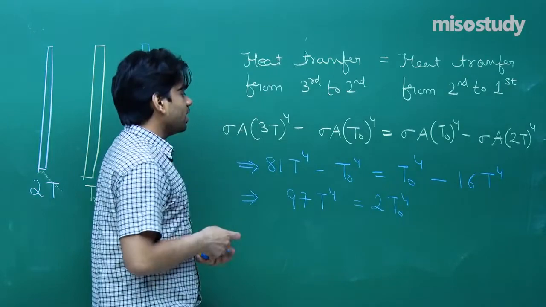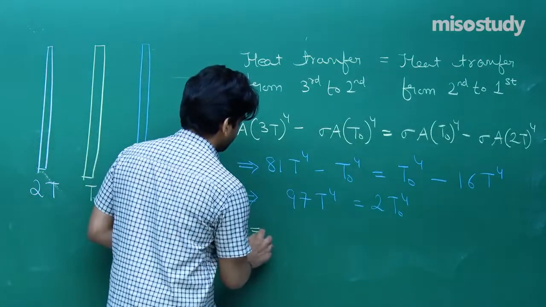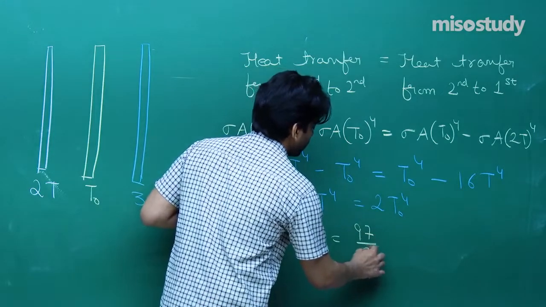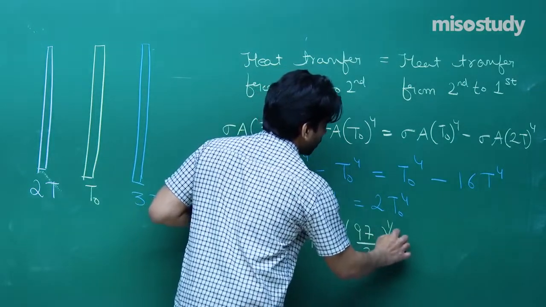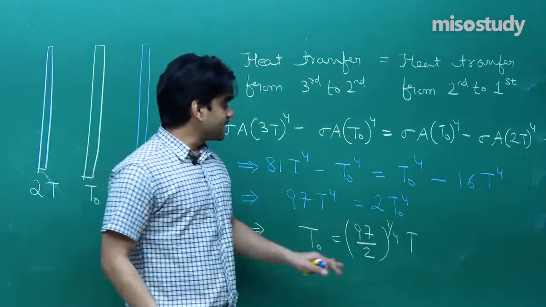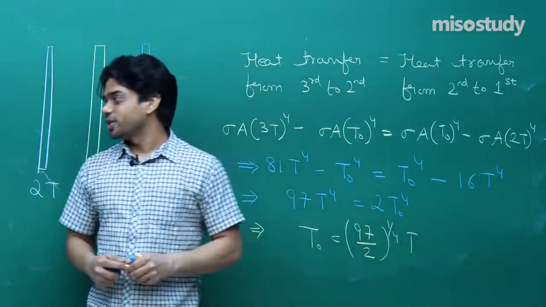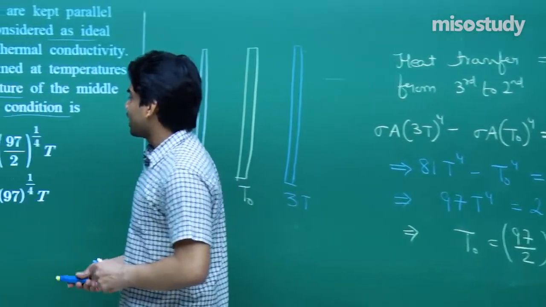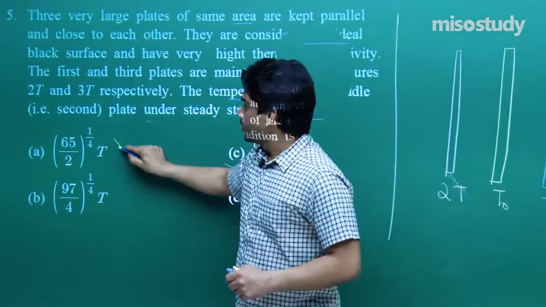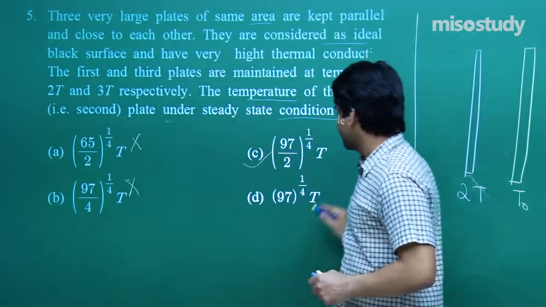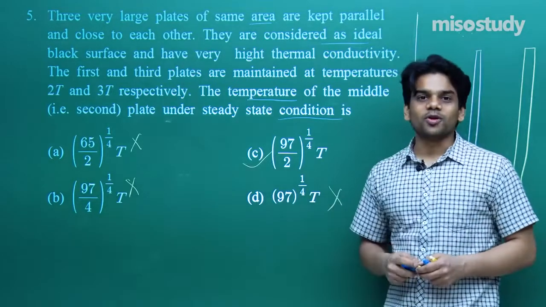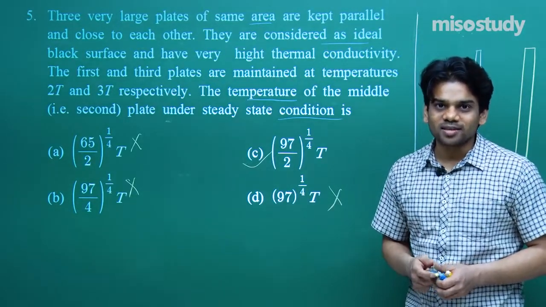So finally, 97 by 2, you will get T0 is equal to (97 by 2) power 1 by 4 into temperature T. Clearly you can see that (97 by 2) power 1 by 4 into temperature T, option number C is the right answer. The rest are all incorrect. That is what you are going to get as the required result in this.